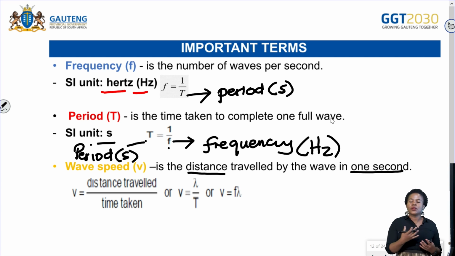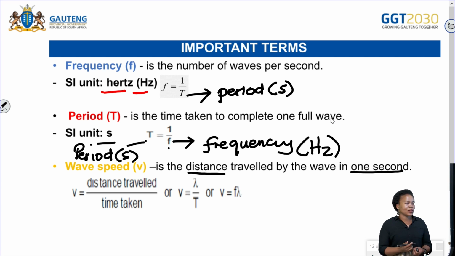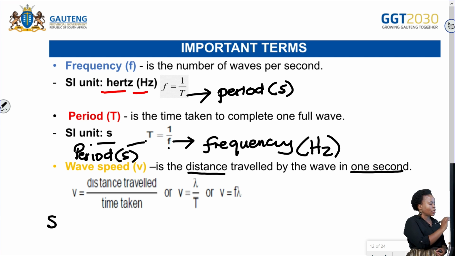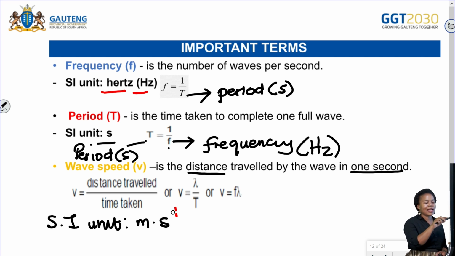So your wave speed needs to be measured in SI units of what? Of meters per second, because you're looking at the distance. Mind you, the distance will be in meters, and then traveled by a wave in what? In 1 second, hence meters per second.